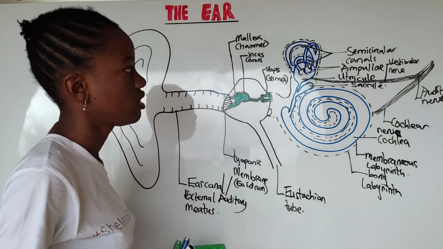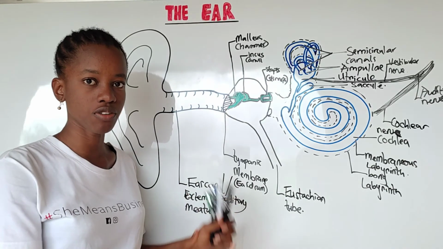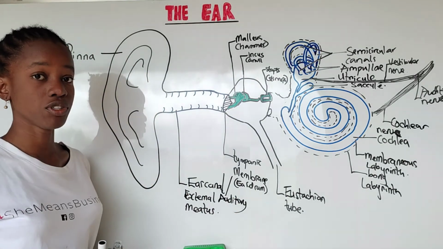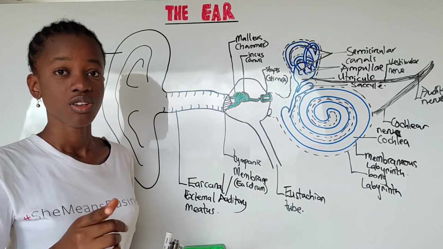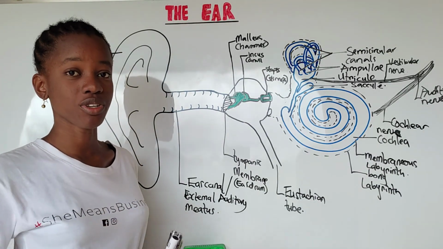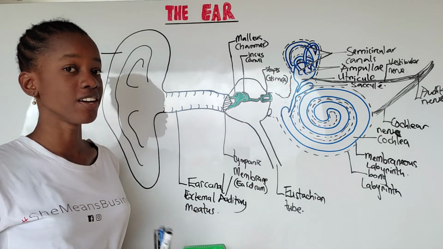Okay, so this is it for the structure of the ear, and this is the diagram I've just drawn. Also try to draw it the way I did, and you will be able to answer past questions that occurred in WAEC 3 times.